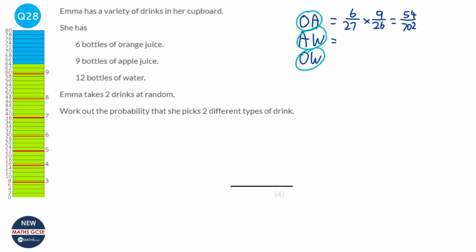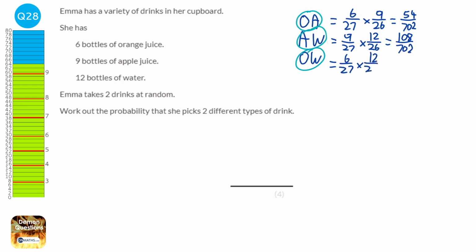Apple juice then water would be 9 over 27, and then 12 over 26. And so that would be 108 over 702. And then orange juice then water will be 6 over 27 and 12 over 26, and that would be 72 over 702.